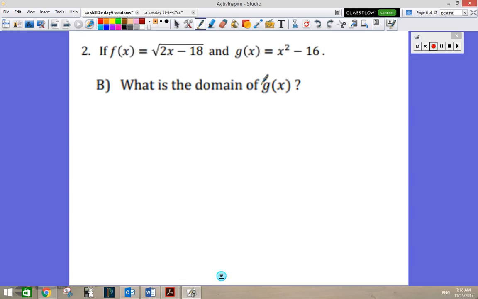For the domain of g, we don't have any variables in a denominator. We don't have a square root. So the domain of g is all real numbers.